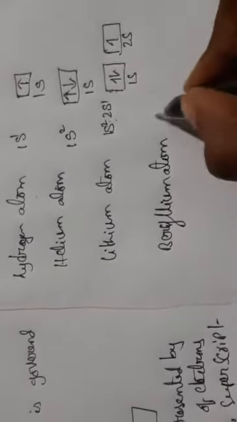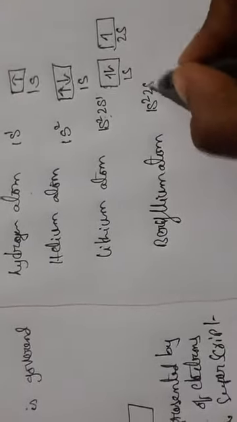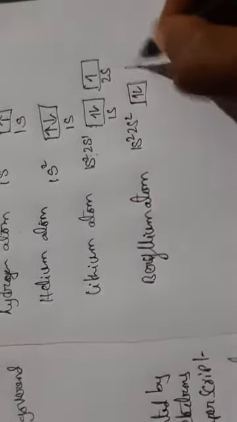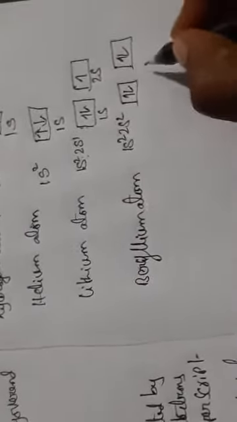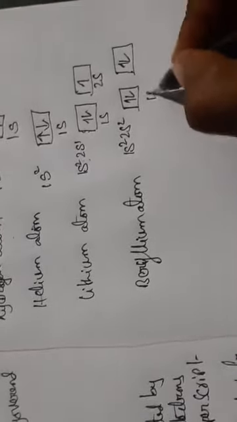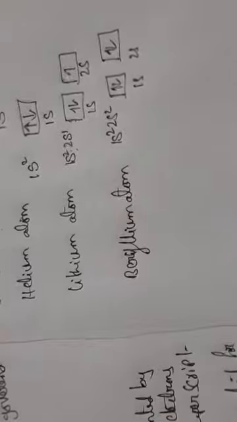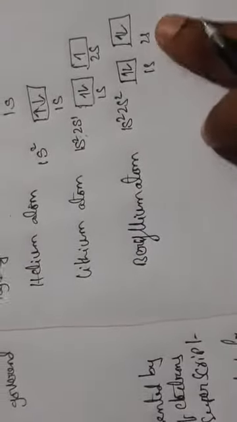And coming to the beryllium atom, what is the electronic configuration? Beryllium is 1s2, 2s2. So here you have 2 electrons, and here also 2 electrons. This is 1s, this is 2s.